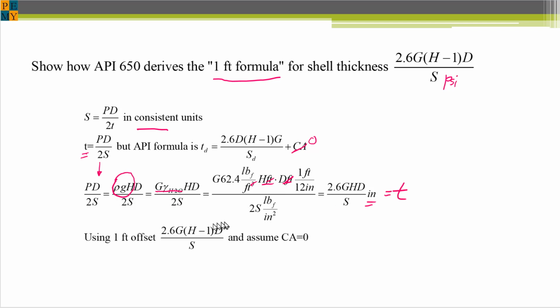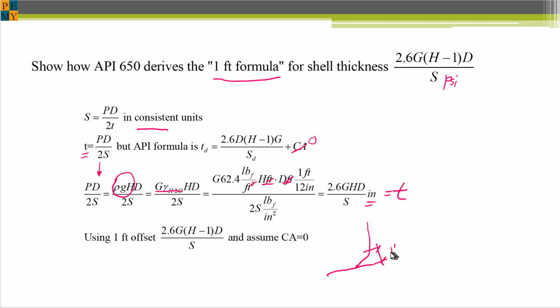Now how do we get the H minus 1? That is part of the rule of thumb worked out long ago, and it's based on this. The tank shell expands due to the hoop stress that develops in the shell, but at the bottom it's restrained by the joint here. So a good guess was that the maximum expansion of the tank shell occurs 1 foot above the bottom, as shown.